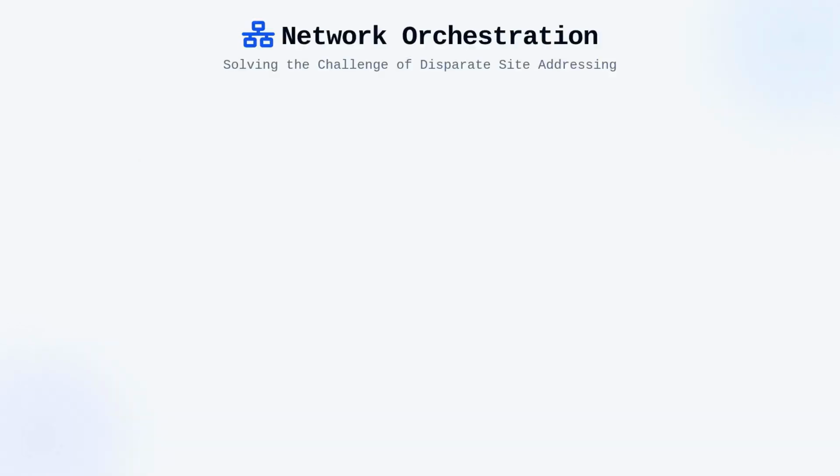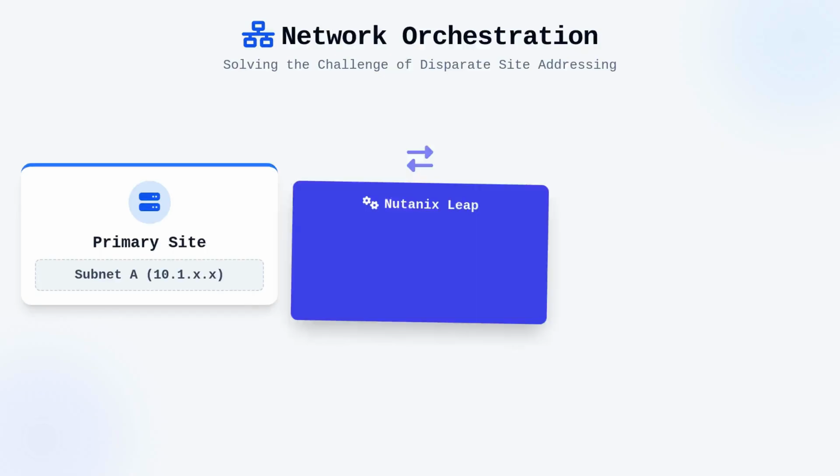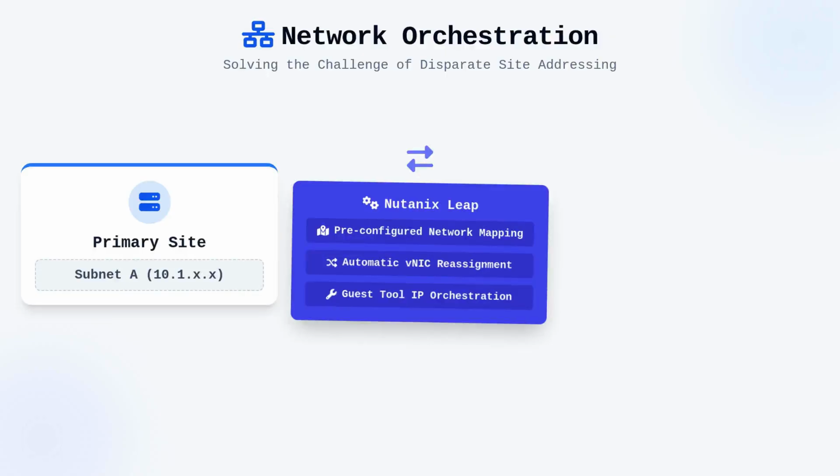Beyond simple boot order, the orchestration layer must address the inevitable reality of network addressing differences between disparate sites. When you move a virtual machine from one site to another, the underlying subnets often change, which traditionally requires manual intervention to update guest IP settings or DNS configurations. Nutanix Leap elegantly solves this by facilitating pre-configured network mapping, which automatically reassigns the virtual NIC to the appropriate destination network during the failover event.